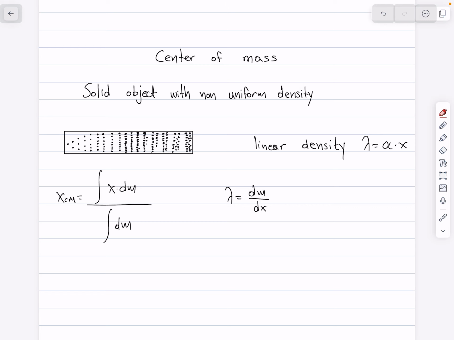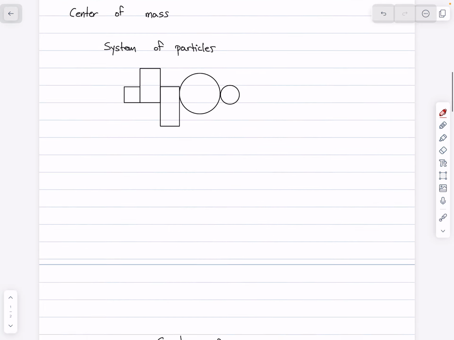Hello. In this video, we will try to see how we can calculate the center of mass for a solid object with non-uniform density. We will be able to identify these kinds of problems in the AP if a linear density function is given and we need to find the center of mass. Now, before we go to see how we can do that, let's try to remember a few things.